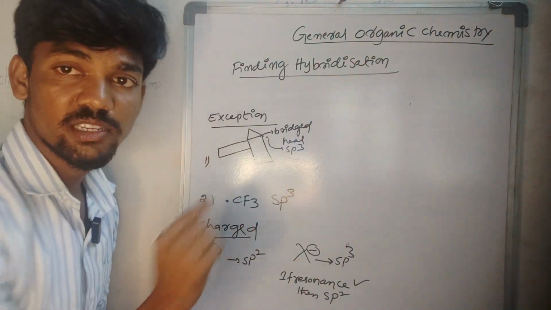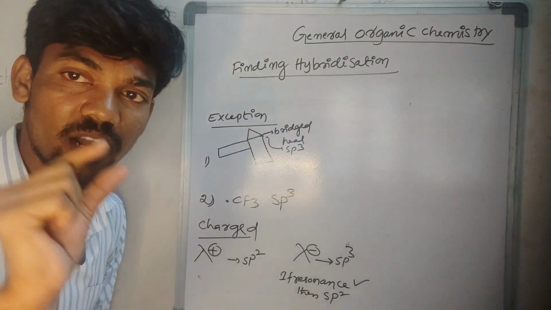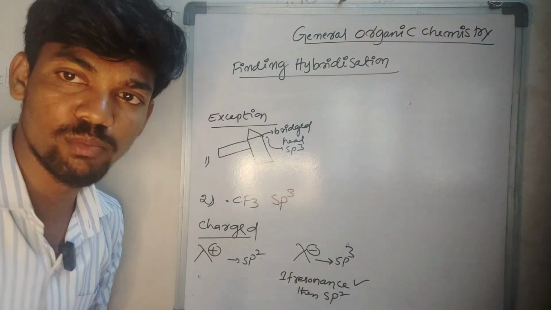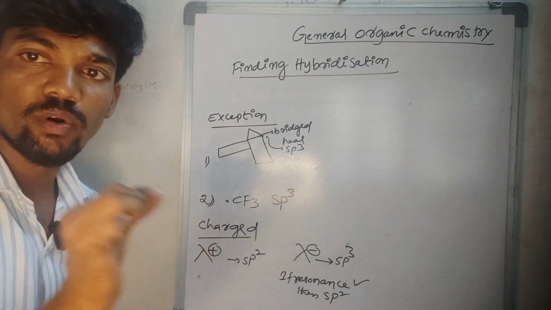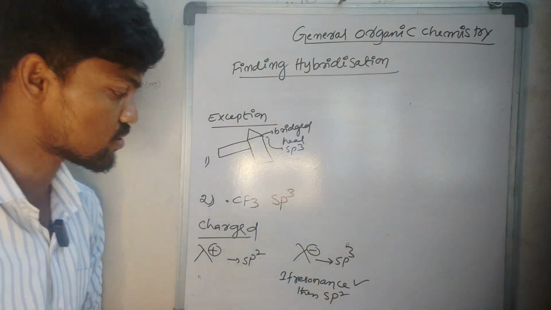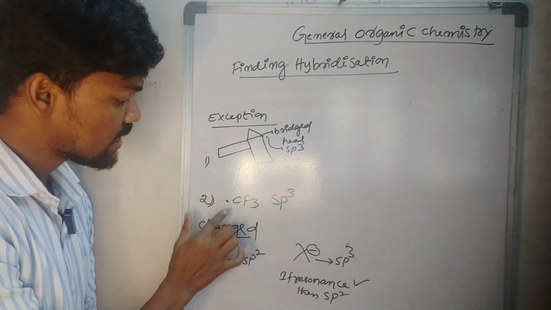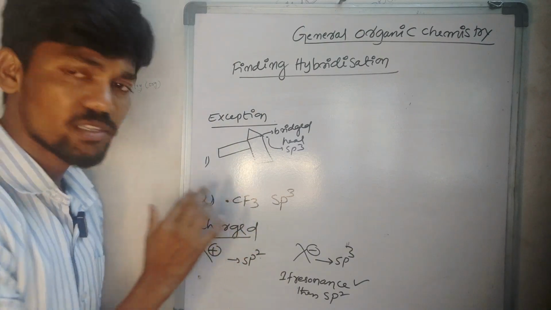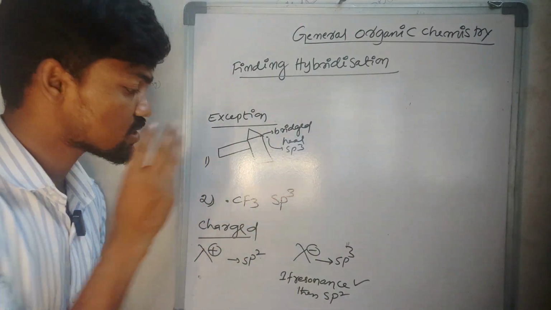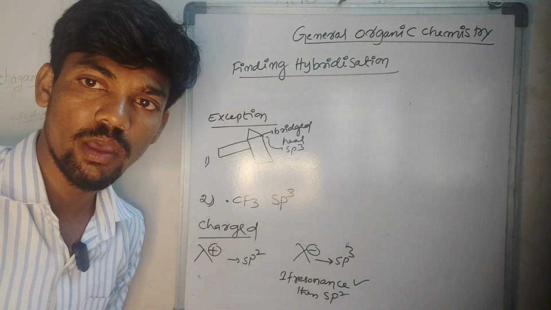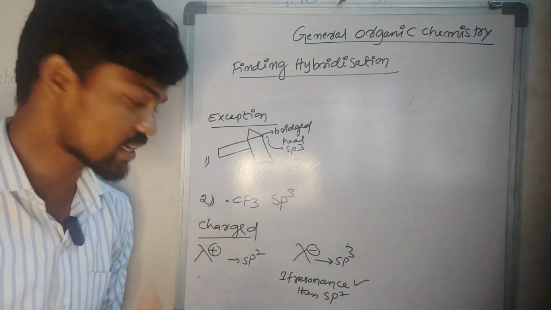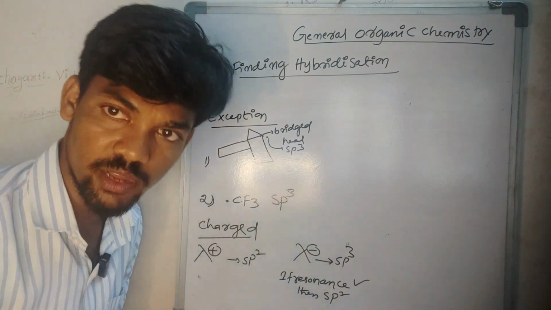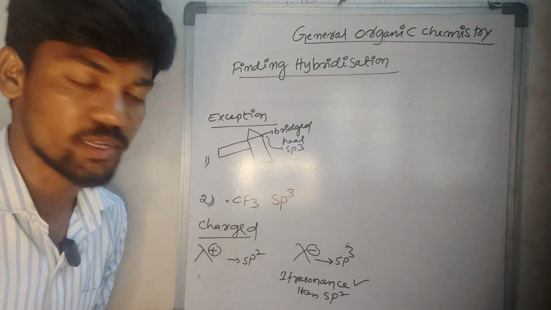But in this condition, where a bridged atom is there, a common carbon atom is there, in that case only we have to take sp3 hybridization. So coming to the point, CF3 radical. It is also 3 sigma bonds, so it should undergo sp2 hybridization. But what is the condition? If CF3 is there, we have to take sp3 hybridization.